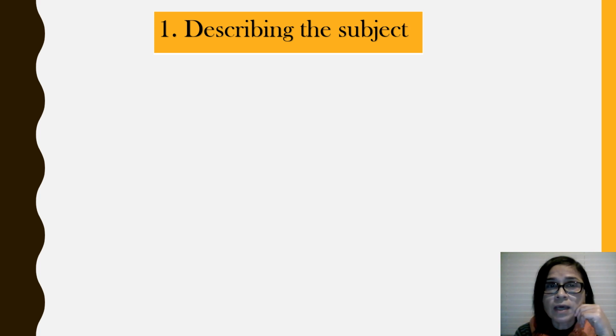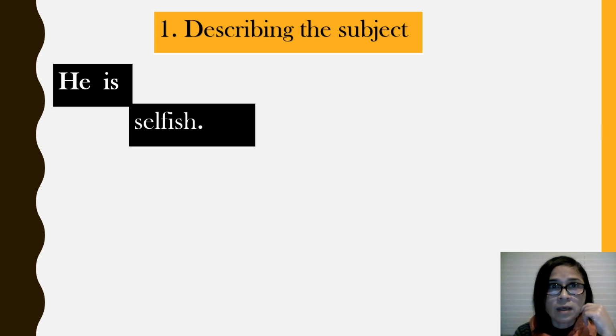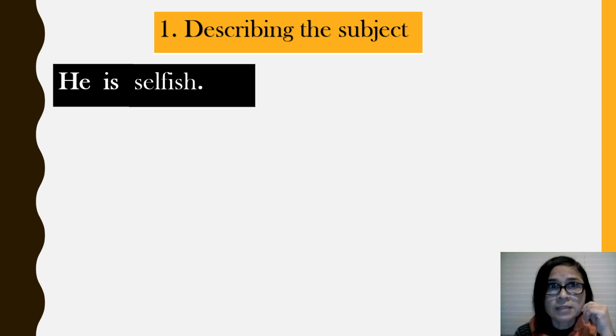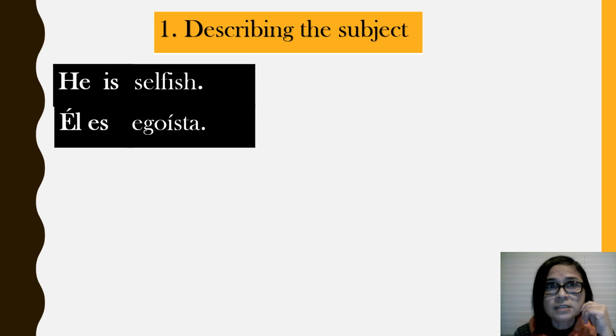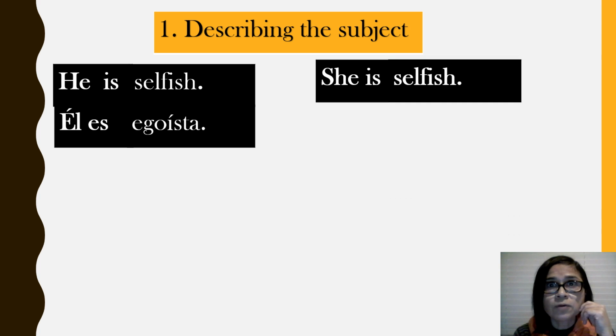So now there are adjectives that have another ending. For example, let's say we want to say he is selfish. So él es, and selfish in Spanish is egoísta. So the adjective ends in A. In this case, when the adjective ends in A, you are going to leave it like that. You don't have to change the ending. And it's going to be the same if you are describing something feminine. For example, she is selfish.